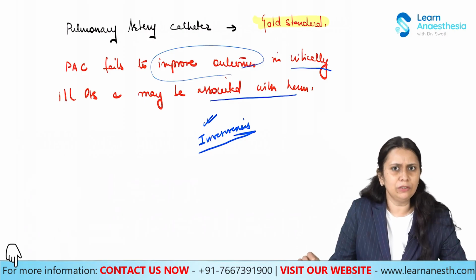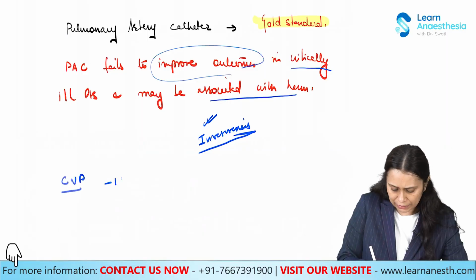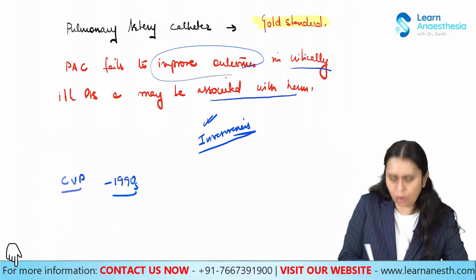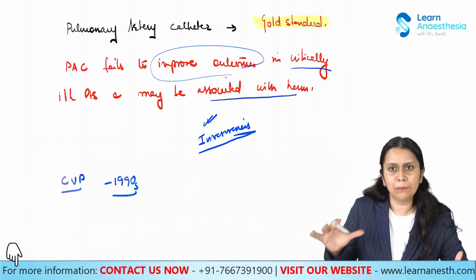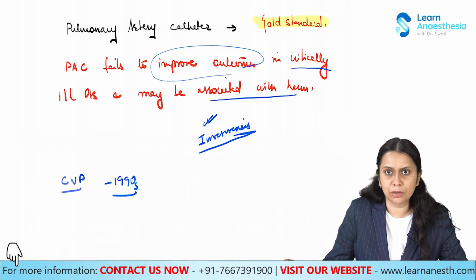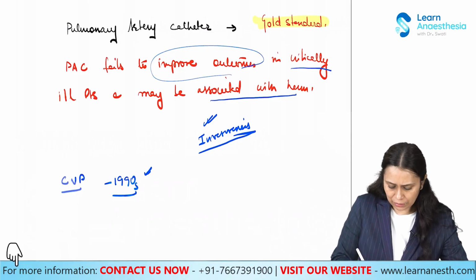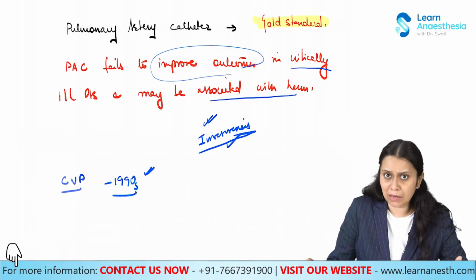So it was kind of replaced by the less invasive one, that was your central venous pressure monitoring. And in the 1990s, this was one of the commonest used monitors for hemodynamic monitoring and helping us in, let's say, fluid administration to the patient. But is CVP without any flaws and inaccuracies? Though it is less invasive, is it accurate?